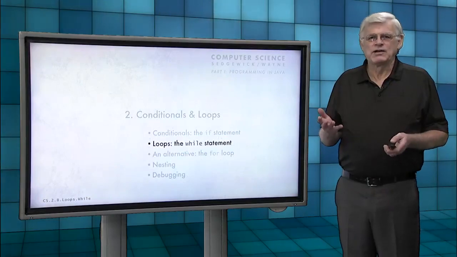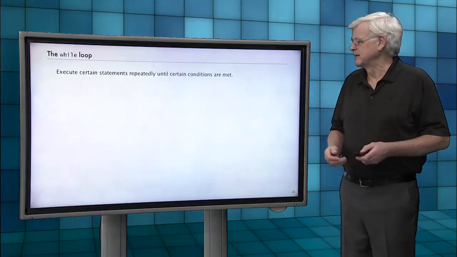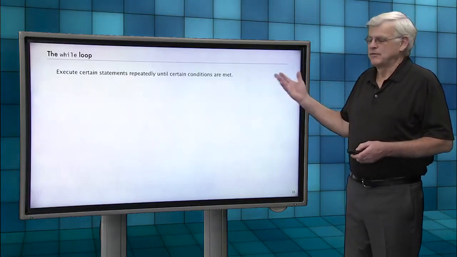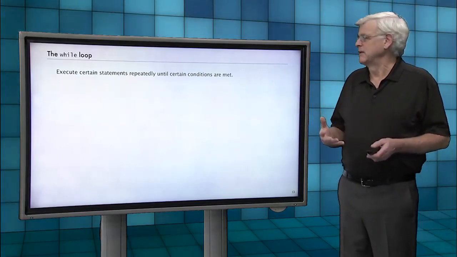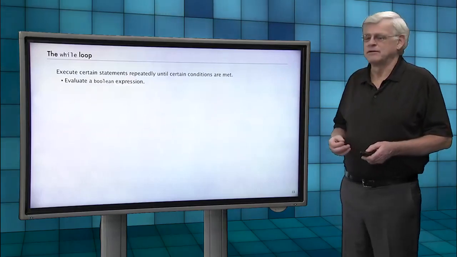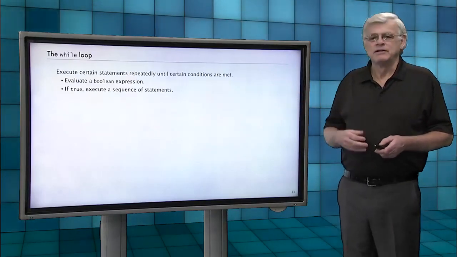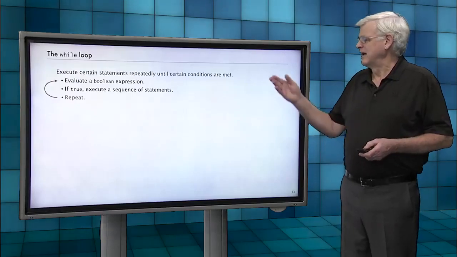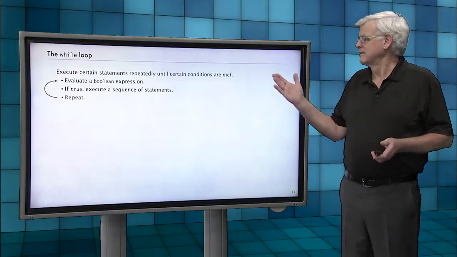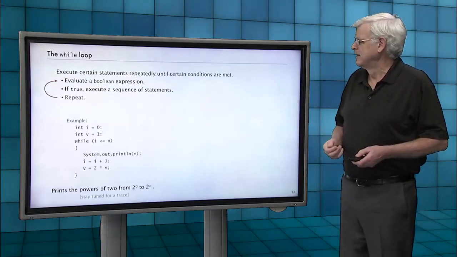Next, we're going to look at the while statement, or while loops, that really take us to infinity in computation. The point of the while loop is to execute certain statements repeatedly until certain conditions are met. So like the if statement, we evaluate a Boolean expression. If it's true, we execute a sequence of statements, and then we just repeat that until it's the case that the Boolean expression is not true.